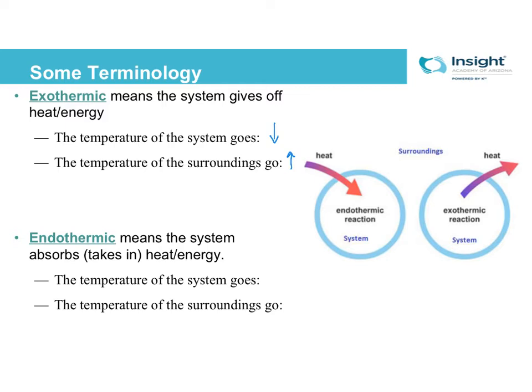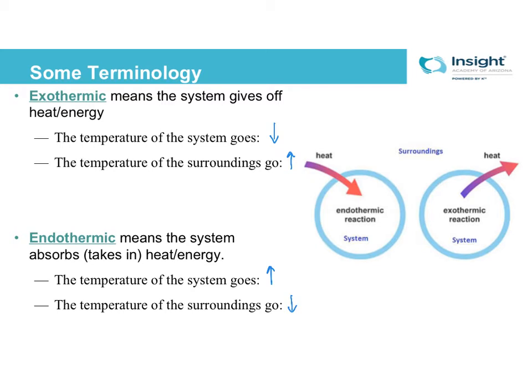Endothermic, on the other hand, is the exact opposite. The system absorbs or takes in the heat and energy. So the temperature of the system in this case is going to go up, and then if you're on the outside of this, your temperature in the surroundings is going to go down.